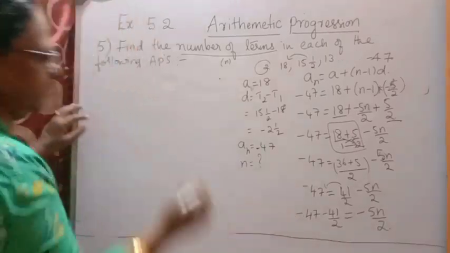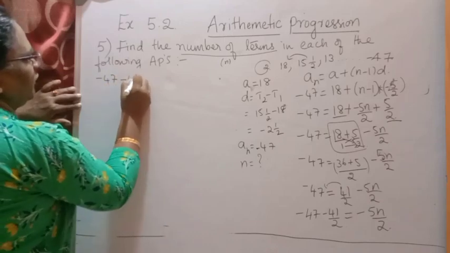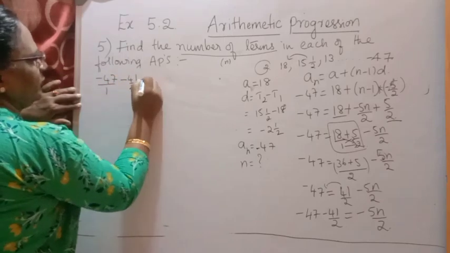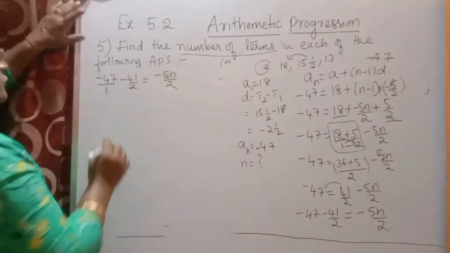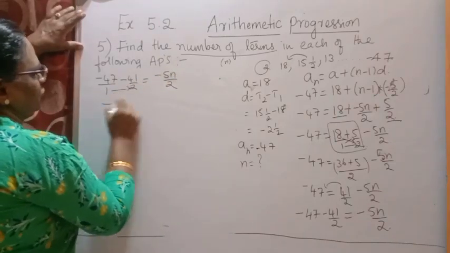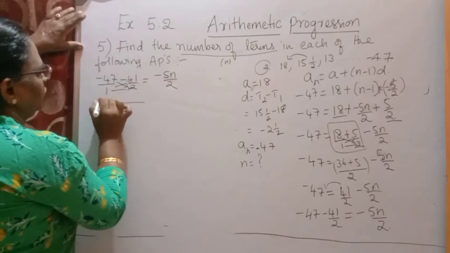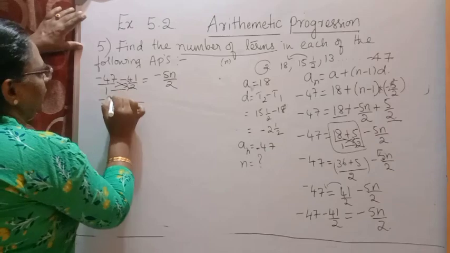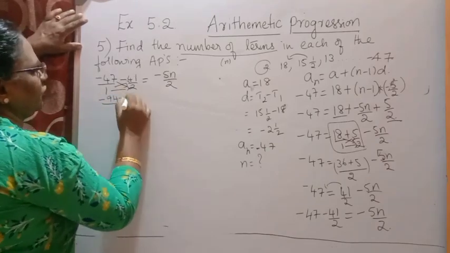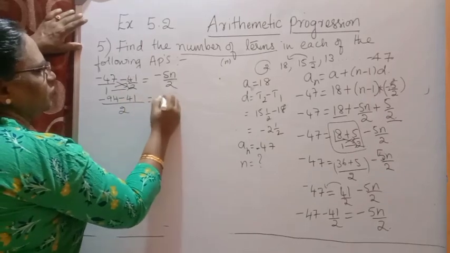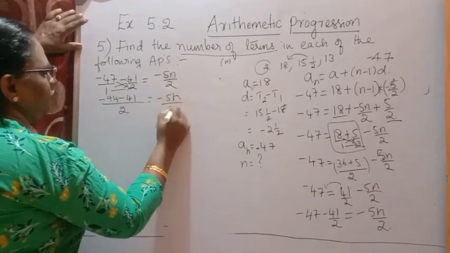Next, here on the LHS you have minus 47 minus 41 by 2. I put 1 here. Minus 5n by 2 as it is. First multiply these two. 2 ones are 2. Cross multiply. 47 2s are 94. Minus 41 ones are 41 is equal to minus 5n by 2.